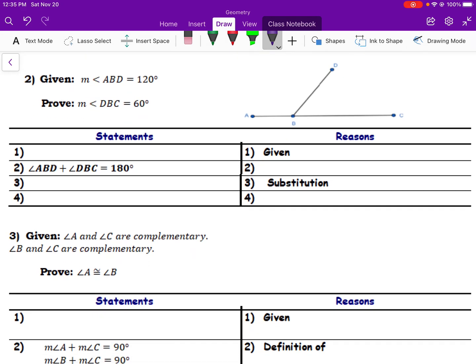Okay, next one, we're doing a proof involving a set of angles. We are given, remember we always write this first, that the measure of angle ABD is equal to 120 degrees. We're just writing that as our given statement. Next, we're establishing that angle ABD, which is this angle here, plus angle DBC, which is this angle here, equals 180 degrees. This is just my linear pair theorem.